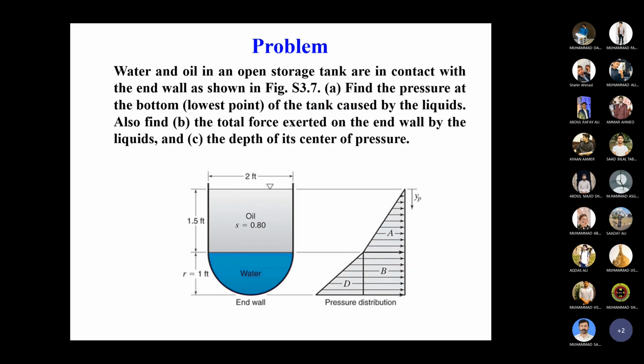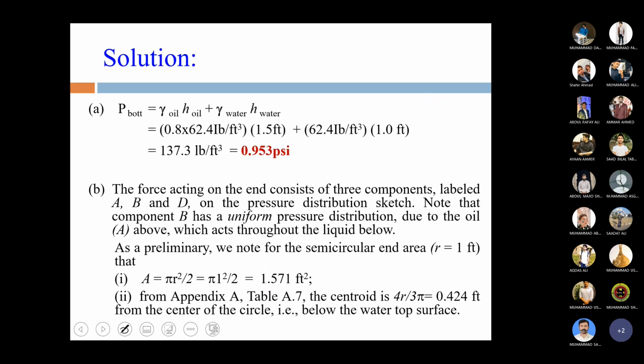So now we will find what is required in this question. First of all, we need to find the pressure at the bottom at this point, which would be the summation of pressure of oil and water. And second, we need to find the total force, and finally the depth of its center of pressure. Okay, so first part, pressure at the bottom is the summation of pressure exerted by oil and pressure exerted by water.